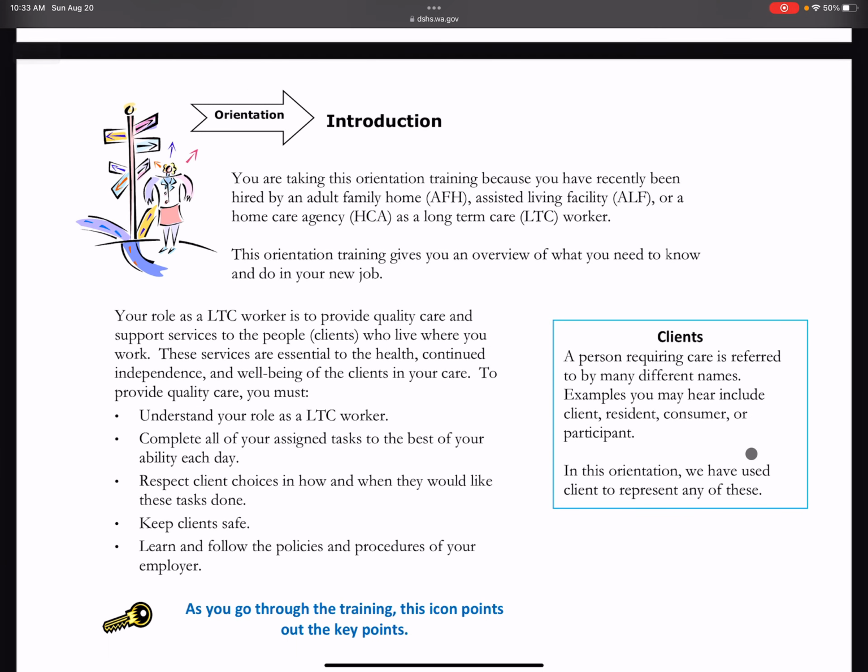Okay, a person requiring care is referred to by many different names. Examples you may hear include client, resident, consumer, or participant. In this orientation, we have used client to represent any of these. Usually in an adult family home, you say resident, but in a nursing home and hospital and things like that, they call them client. But for this class, the book uses client.